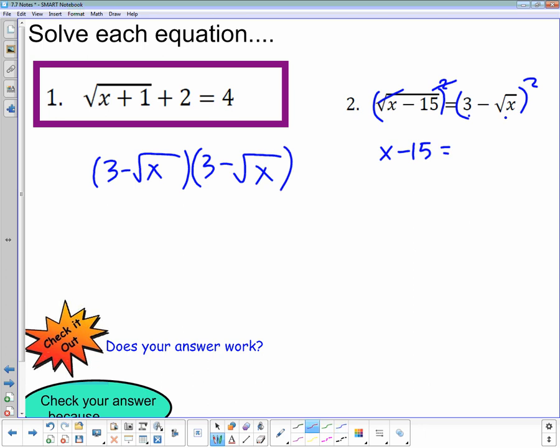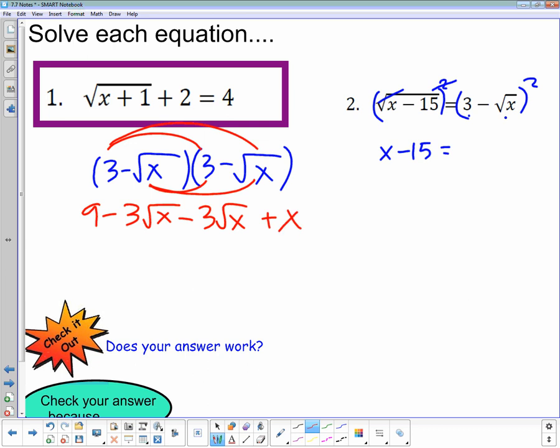I end up with 3 times 3, which is 9. My outside terms are going to be minus 3 times the square root of x. My inside terms are going to be minus 3 times the square root of x again. And my last two terms, I have the negative square root of x times the negative square root of x, which gives me a positive x. That would give me a positive square root of x squared, and the square root of x squared is just x. Putting all that together, that's 9 minus 6 square root x plus x.